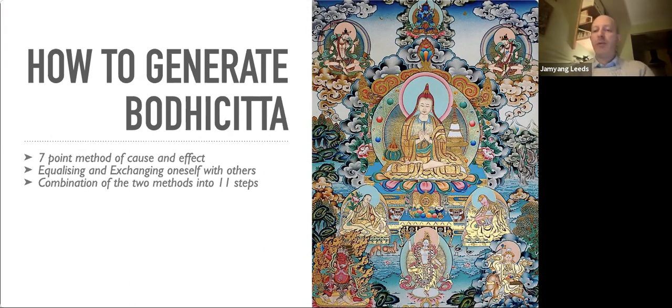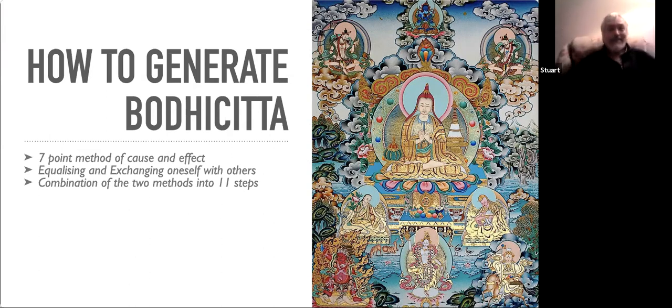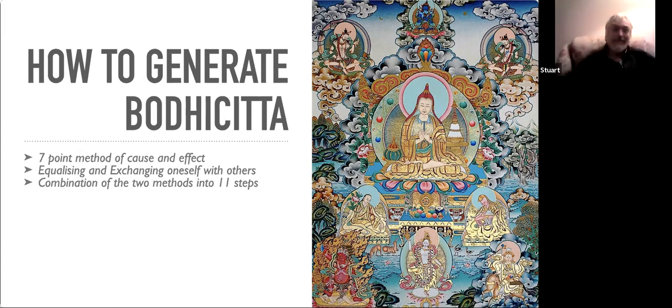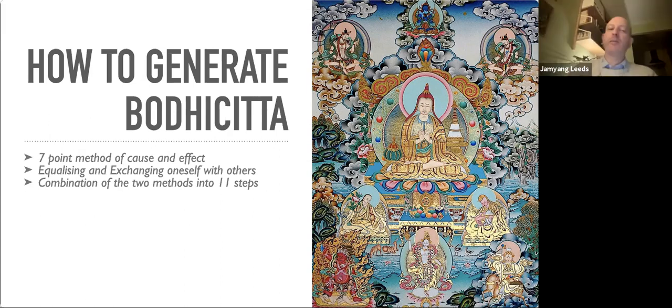Has anybody heard of the seven-point method of cause and effect already? All shaking heads there. No. What about if I tell you the first step is recognizing sentient beings as having been your mother? Does that ring a bell? Stuart, does that ring a bell with you? No. It does, but I couldn't tell you any more about it. Okay. So we've heard of that before then.